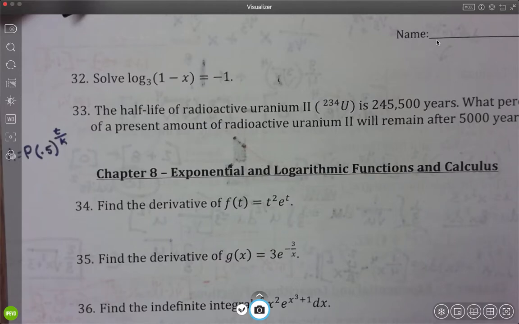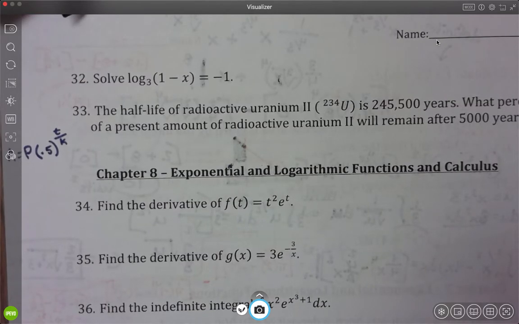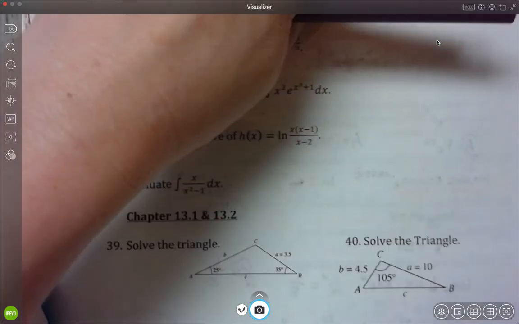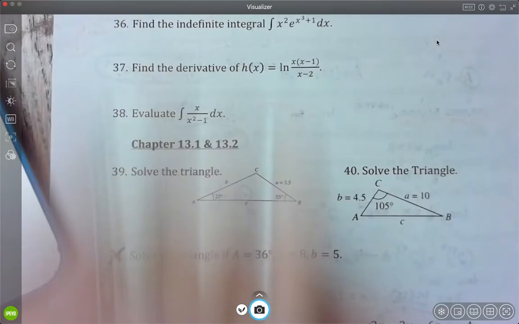See, this is the last day of review. So starting with 32, we're going to go through to 43, but I think we're going to skip number 41 because 41 is exactly the same thing as what 39 and 40 are. So we'll skip 41. So 10 problems left.